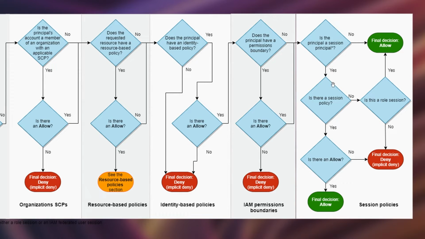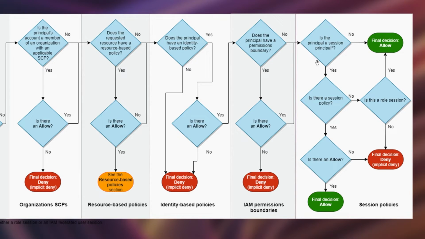So if it has been asked from the session principal itself, then it will check, is there a session policy attached to it? So we have to pass it programmatically, as I told you, the session policy. And in that, if suppose there is an allow, then the final decision will be allowed. If there is no allow, then the implicit deny will be the action that is going to take place. And if there is no session policy also, it will check whether there is a role session or not. If there is no role session, it will be implicitly denied. If there is a role session, the final decision will be allowed.